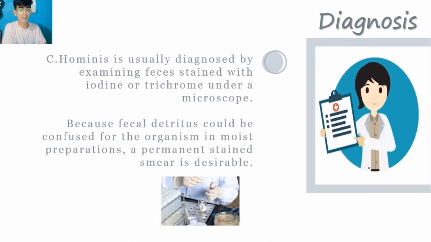Diagnosis. B. hominis is usually diagnosed by examining feces stained with iodine or trichrome under a microscope. Because fecal detritus could be confused for the organism in the moist preparation, a permanent stain smear is desirable.